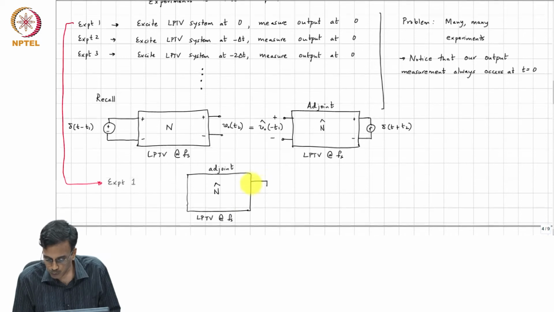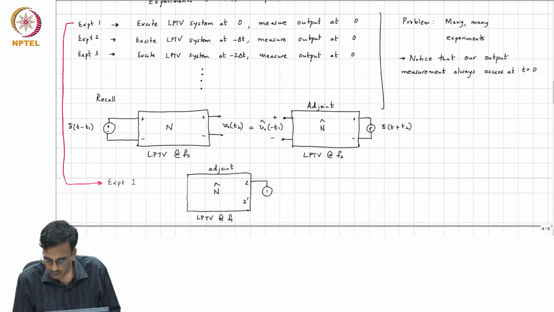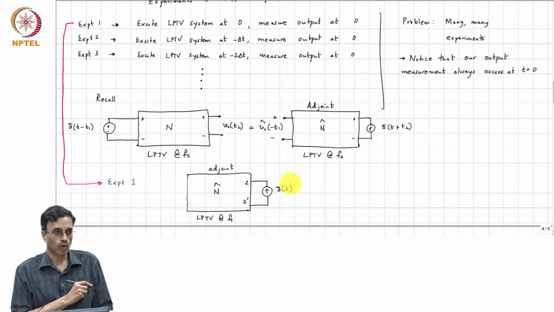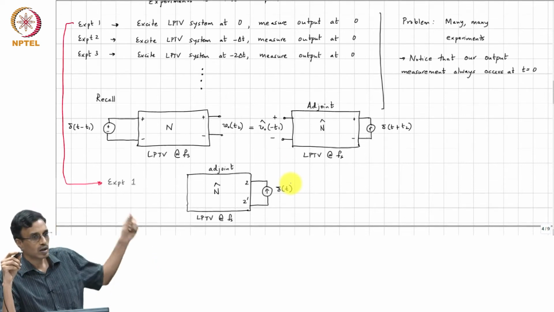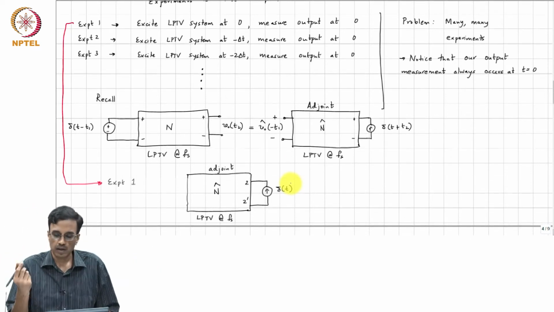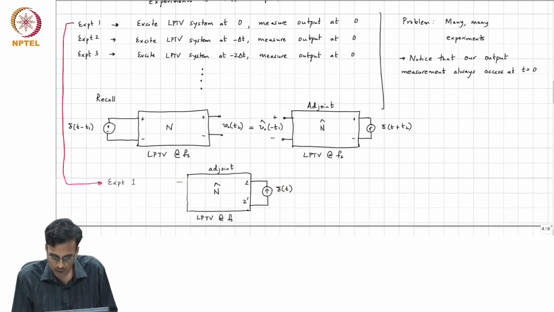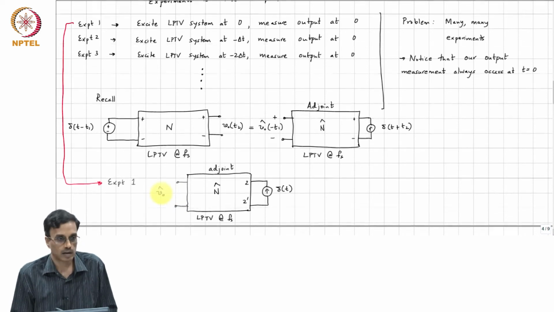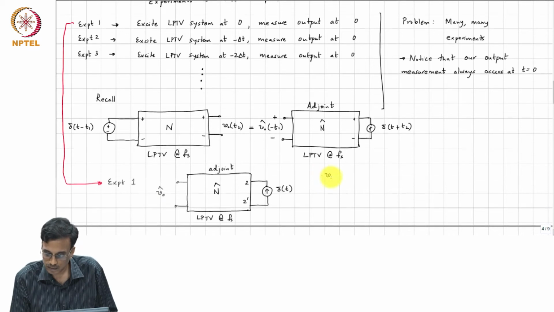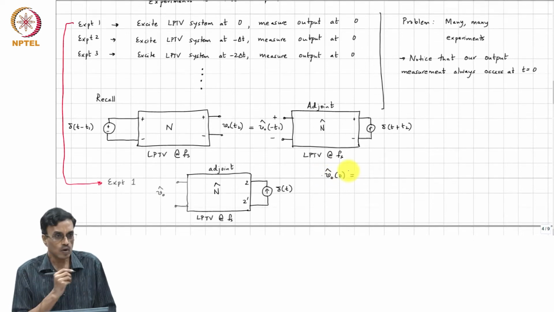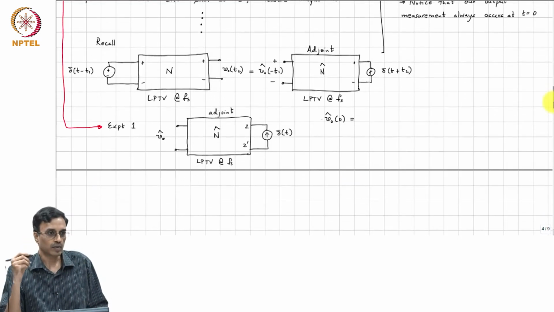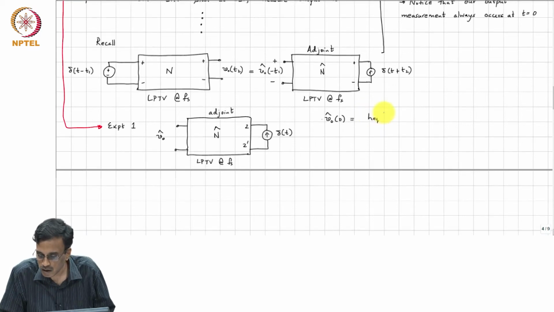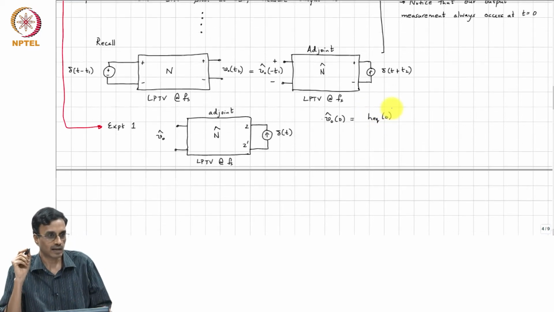We excite the output port with an impulse at 0, because we are measuring at 0 and exciting at 0. So, if you take that adjoint, you inject an output impulse at 0, and V_O hat of 0 is what you measure. So, V out of 0 that you measure is basically h equivalent of 0. Does this make sense?